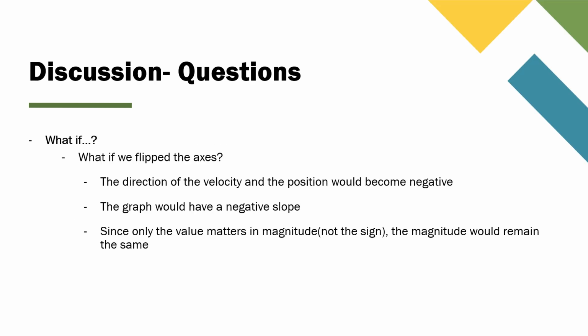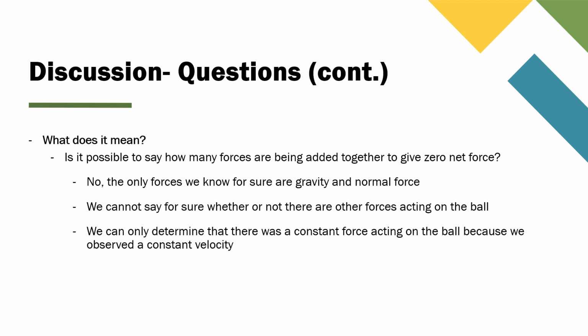And now the what if question. What if we flip the axes? The direction of velocity and the position would become negative, and the graph would have a negative slope. Since only the value matters in the magnitude, not the sign, the magnitude would remain the same.